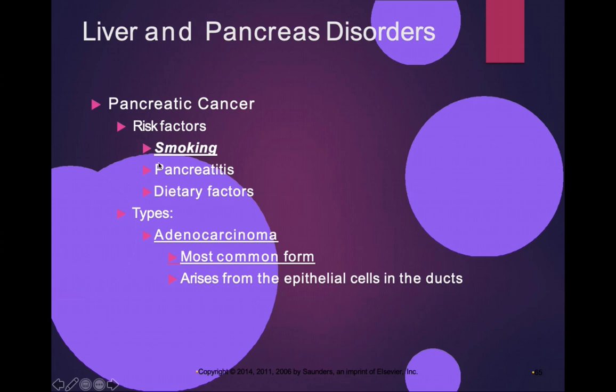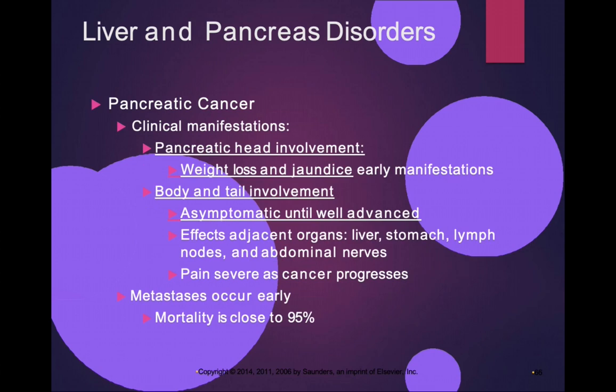The type of pancreatic cancer, the biggie, is called adenocarcinoma. It's the most common form, and it arises from the epithelial cells that are in the ducts. Adenocarcinoma.